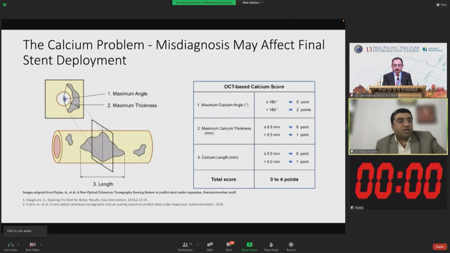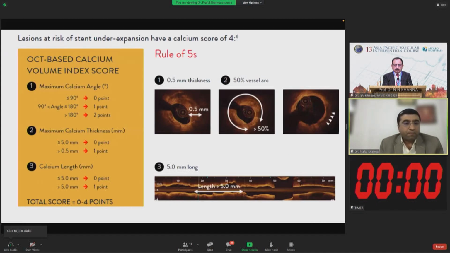Now, OCT allows unique in vivo characterization of coronary artery calcification. Recognition of the features of calcified plaque that can predict stent underexpansion is important for selecting appropriate lesion preparation strategies. Now, there are various OCT-based calcium scoring systems, which was initially described by Fujino et al., which is also known as the rule of 5.